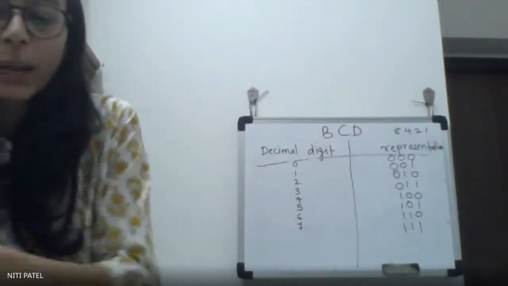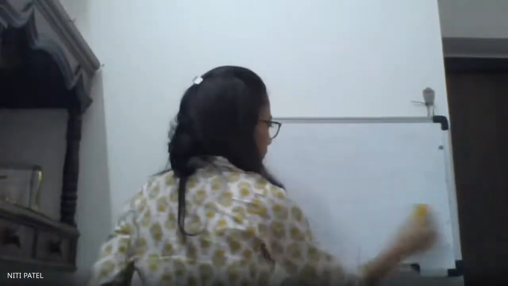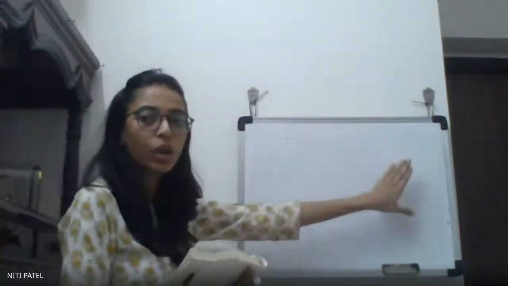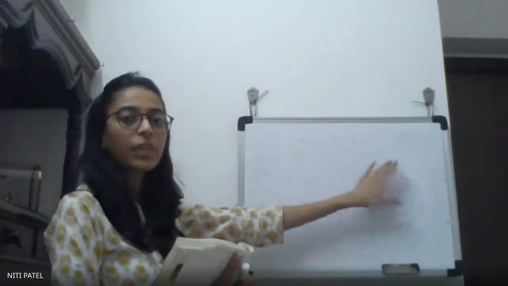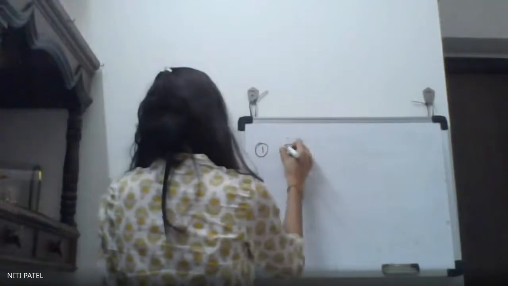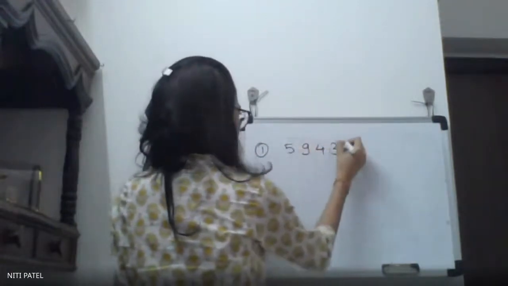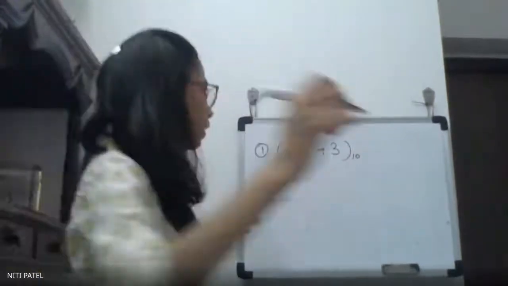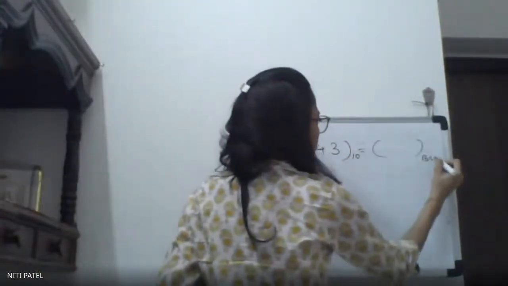So if I give you one number, can you translate that number into a BCD code? For converting into BCD code, what should be the input? The input should always be a decimal number. Why? Because we convert decimal into BCD. So for getting the BCD, we should always know the decimal number. So take the number and convert this into BCD.